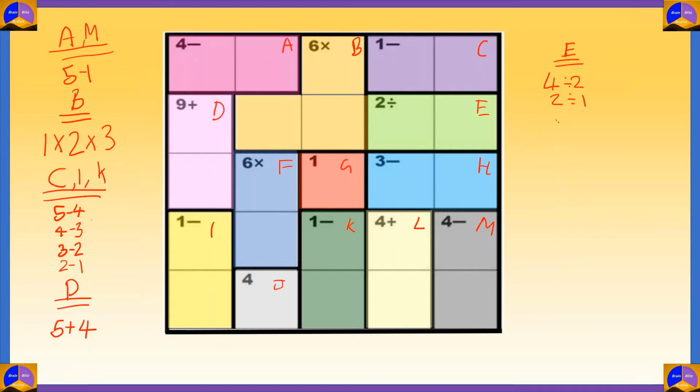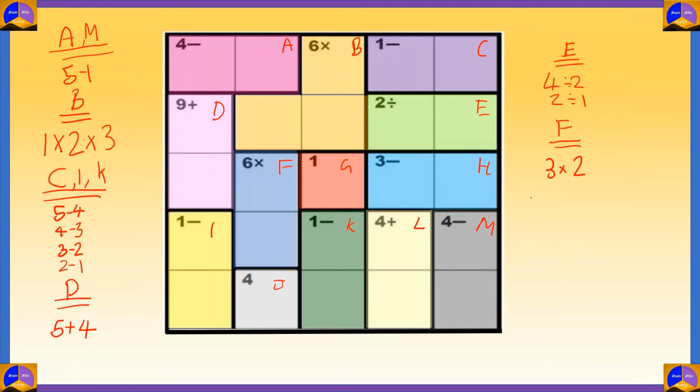Now let's look at cage F. The reason why I differentiated cage F and cage B is because cage B has 3 cells and cage F has only 2 cells. So in cage F there are 2 cells and the operation is multiplication. So after multiplying, our result must be 6. So the only option is 3 times 2.